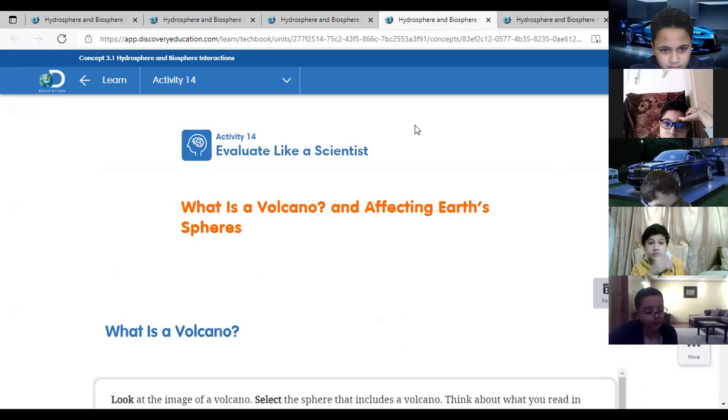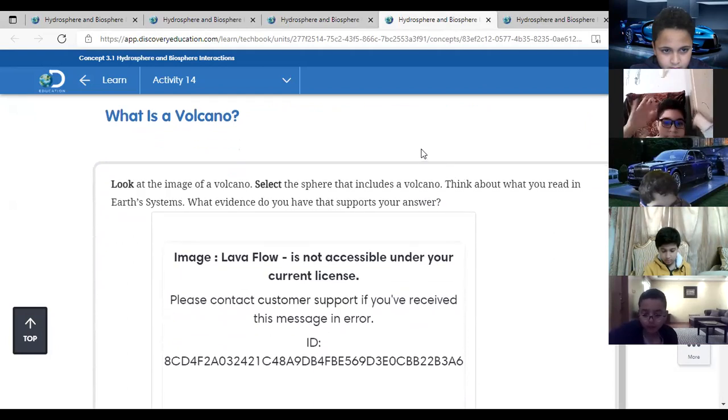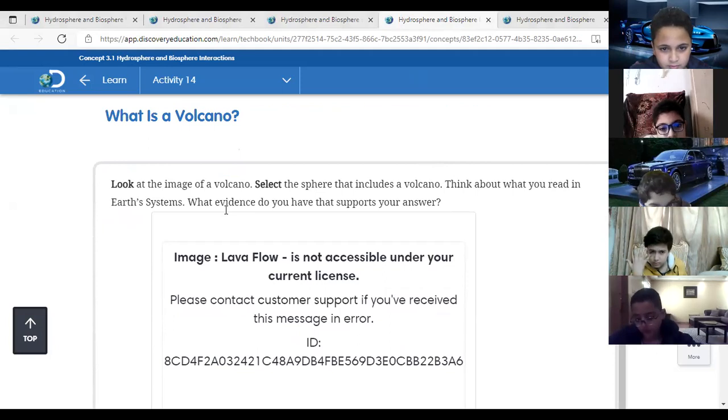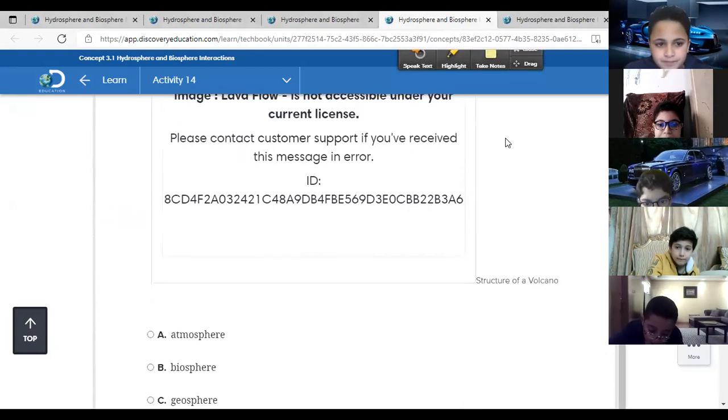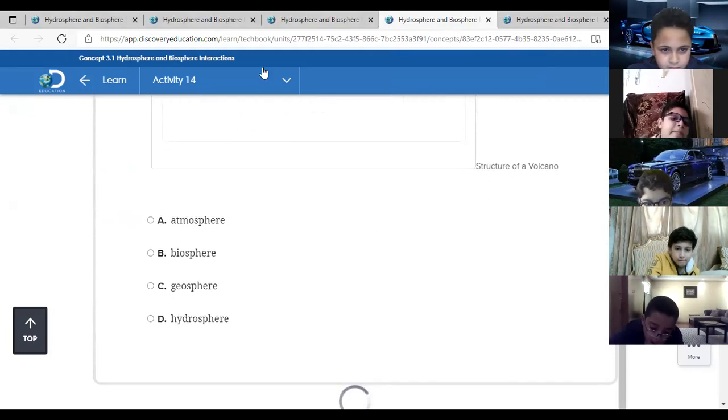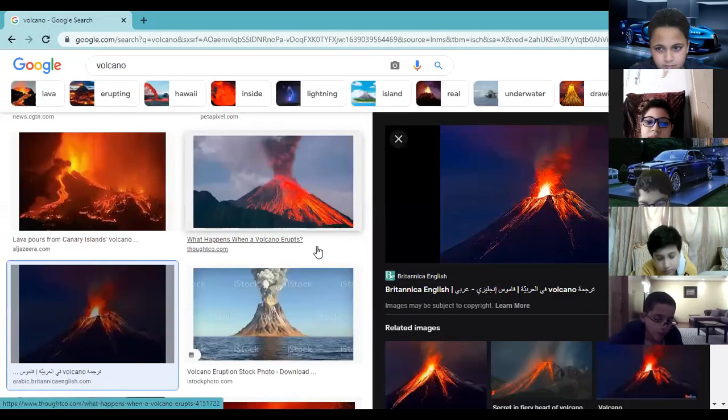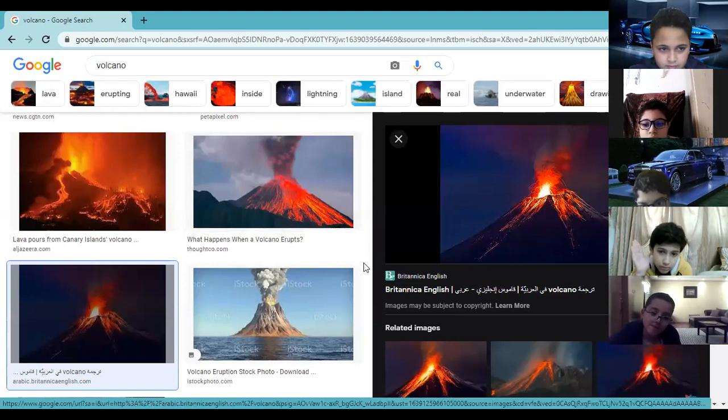It says, what is a volcano and how is it affecting the Earth spheres? So look at the image. Now I'll show you an image about the volcano. Then select the sphere that includes a volcano. So let's watch the picture first. This is a picture of a volcano, as you can see. So is it related to atmosphere or biosphere or geosphere or lithosphere?